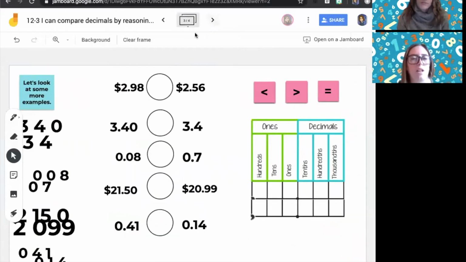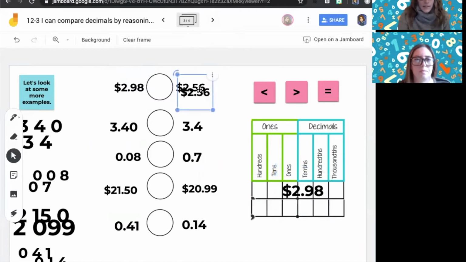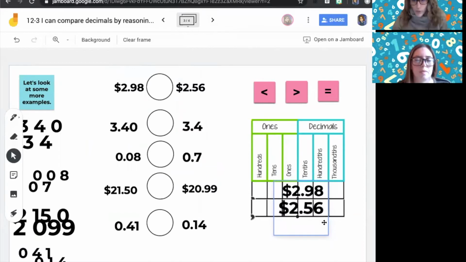Okay, so we have $2.98 and $2.56. Again, I can use place value. So why don't we plug these numbers into our chart? Let's start with $2.98. Let me put that right here. And this will go right underneath.